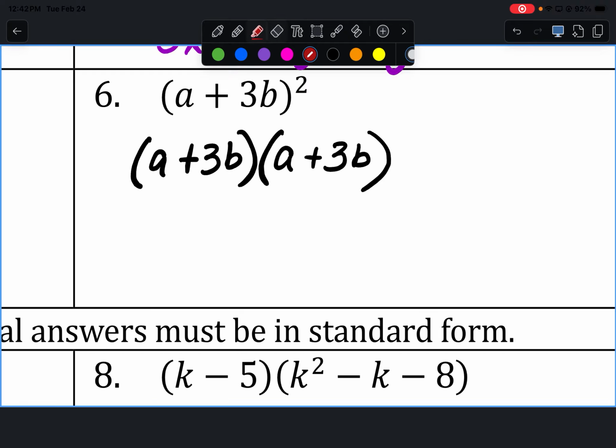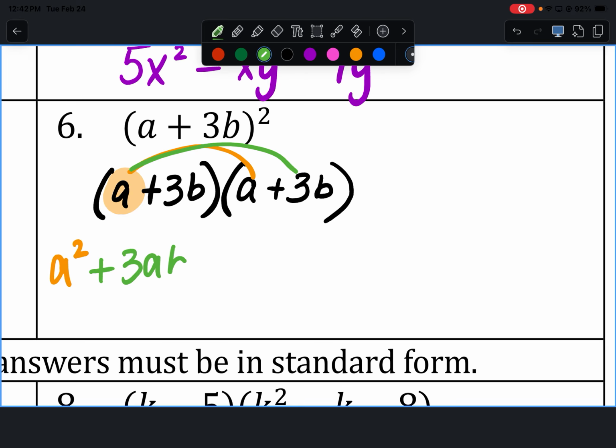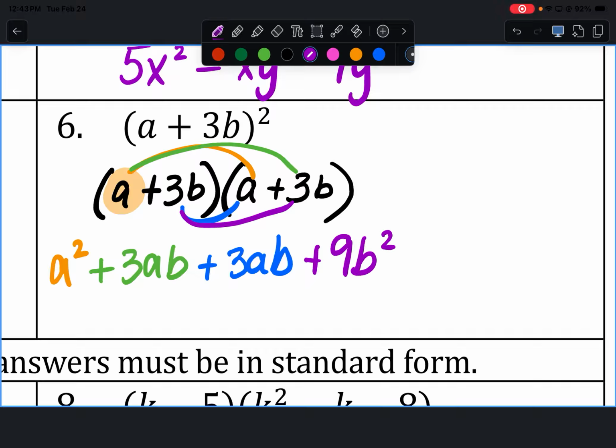So from here, I'm going to start with my a, and I'm going to distribute that. So a times a is a squared. a times 3b is 3ab. 3b times a is 3ab. 3b times 3b is 9b squared. To write our answer in standard form, what would it be? a squared plus 6ab plus 9b squared.